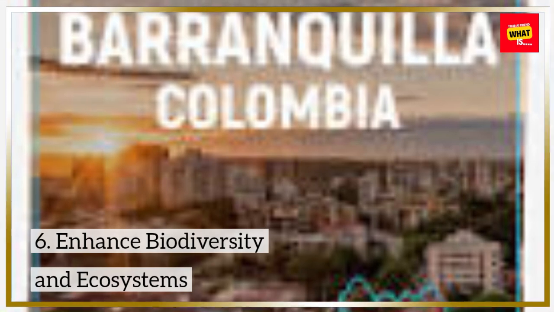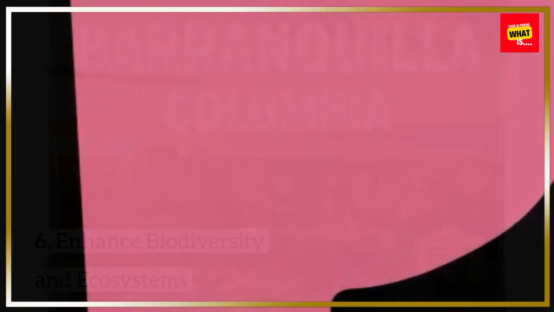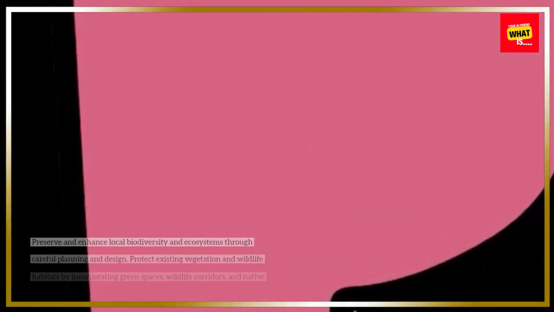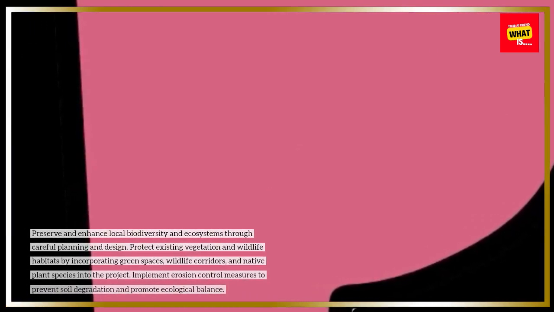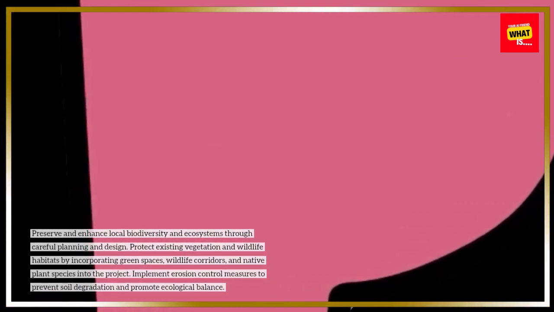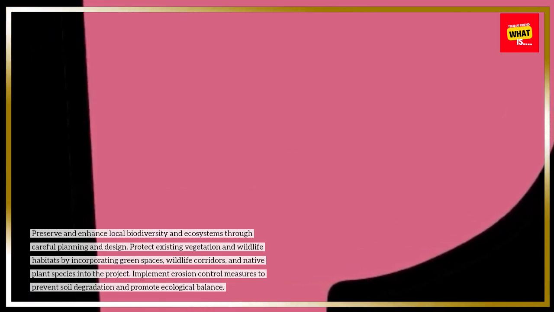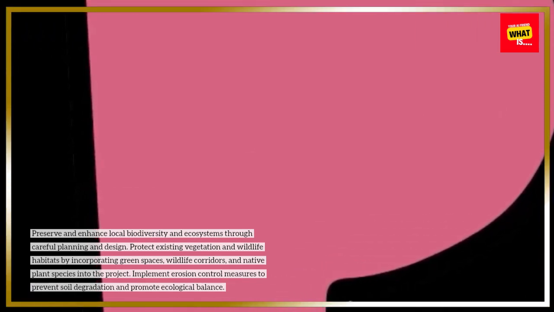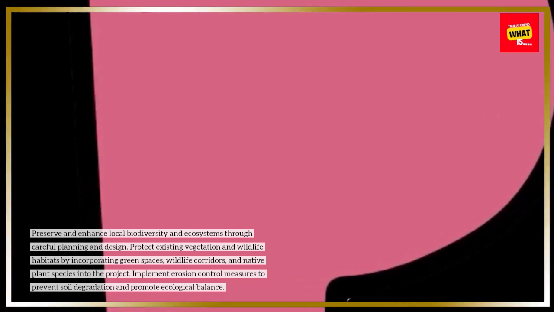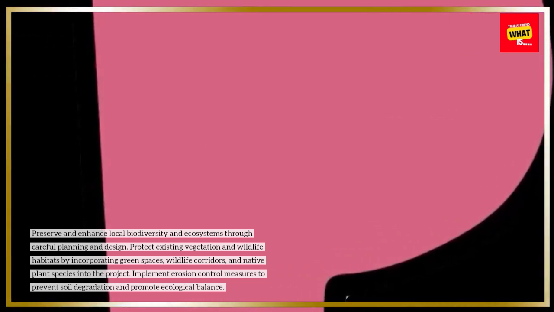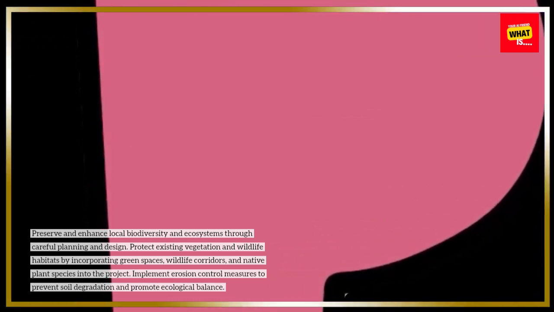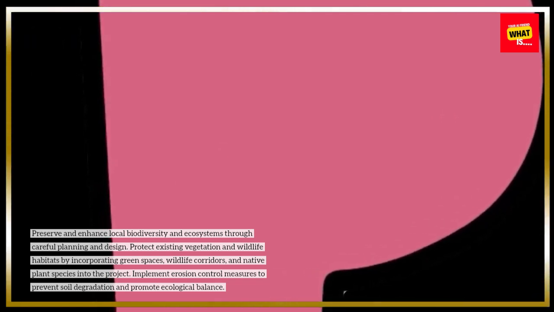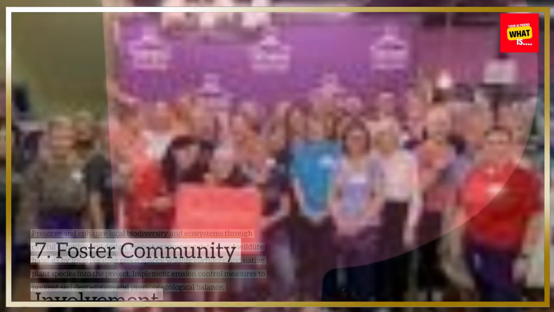6. Enhance biodiversity and ecosystems. Preserve and enhance local biodiversity and ecosystems through careful planning and design. Protect existing vegetation and wildlife habitats by incorporating green spaces, wildlife corridors, and native plant species into the project. Implement erosion control measures to prevent soil degradation and promote ecological balance.